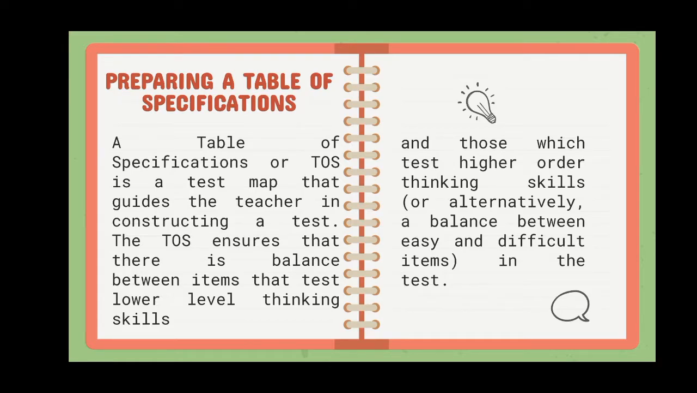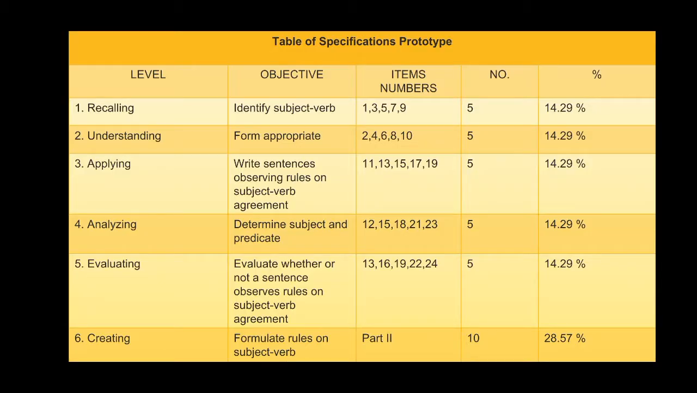The simplest TOS consists of 4 columns. The first column is level of objective to be tested. The second column is statement of objective. The third column is item numbers where such an objective is being tested. And the last column, the number of items and percentage out of the total for that particular objective. So here is an example of a prototype table of specifications.